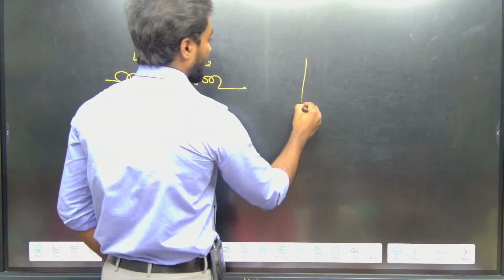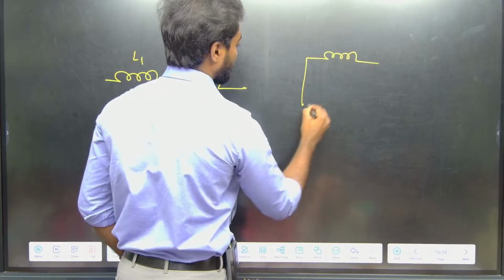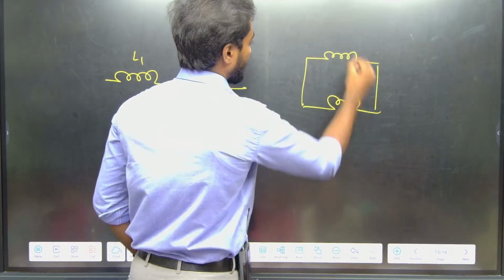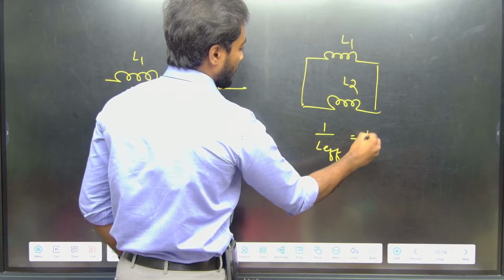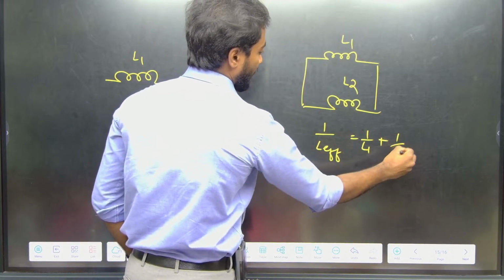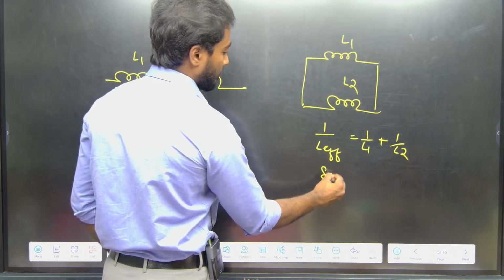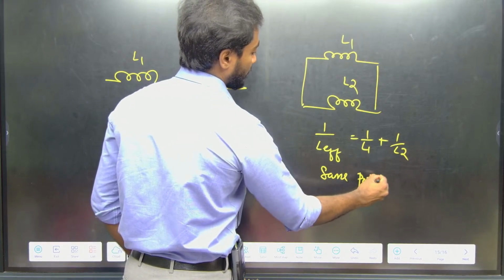If I talk about the parallel combination L1 L2, so 1 by L effective will be equals to 1 by L1 plus 1 by L2. So here same potential.